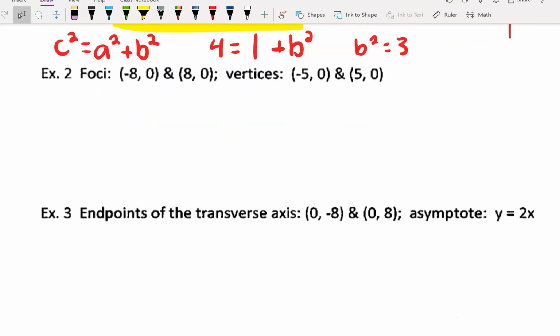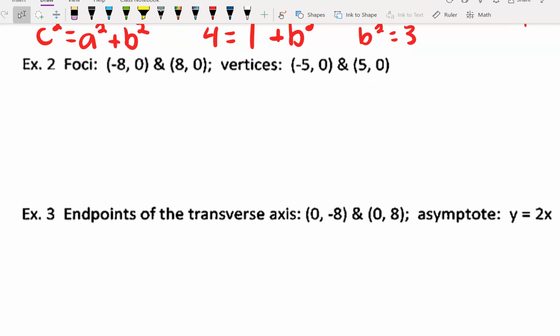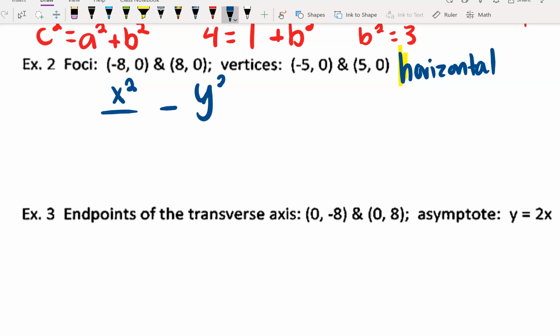So let's try the same idea on the next one, but this time I notice these are not going to be vertical, it's going to be horizontal. If you were to graph those points, those would be all along the x-axis. So this is going to be horizontal, which means the x goes first. So it's going to be x squared over something, and y squared over something else equals 1.